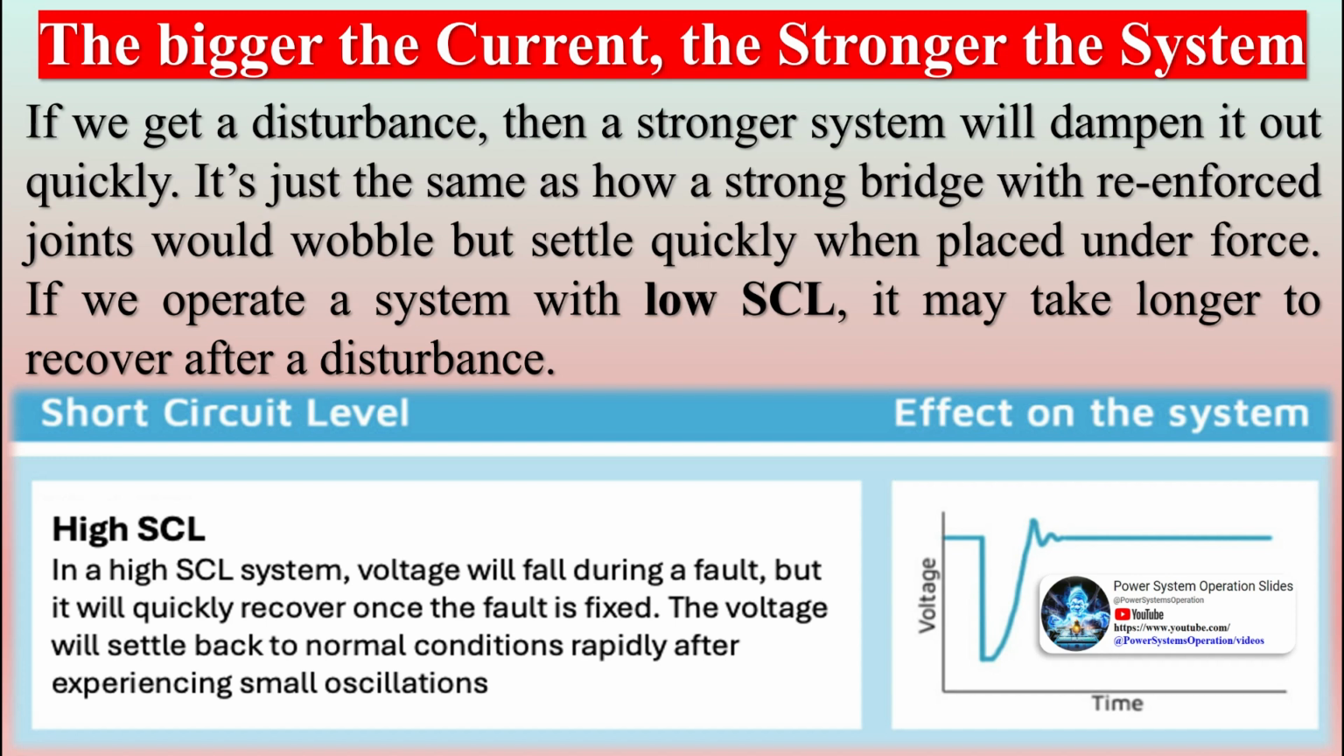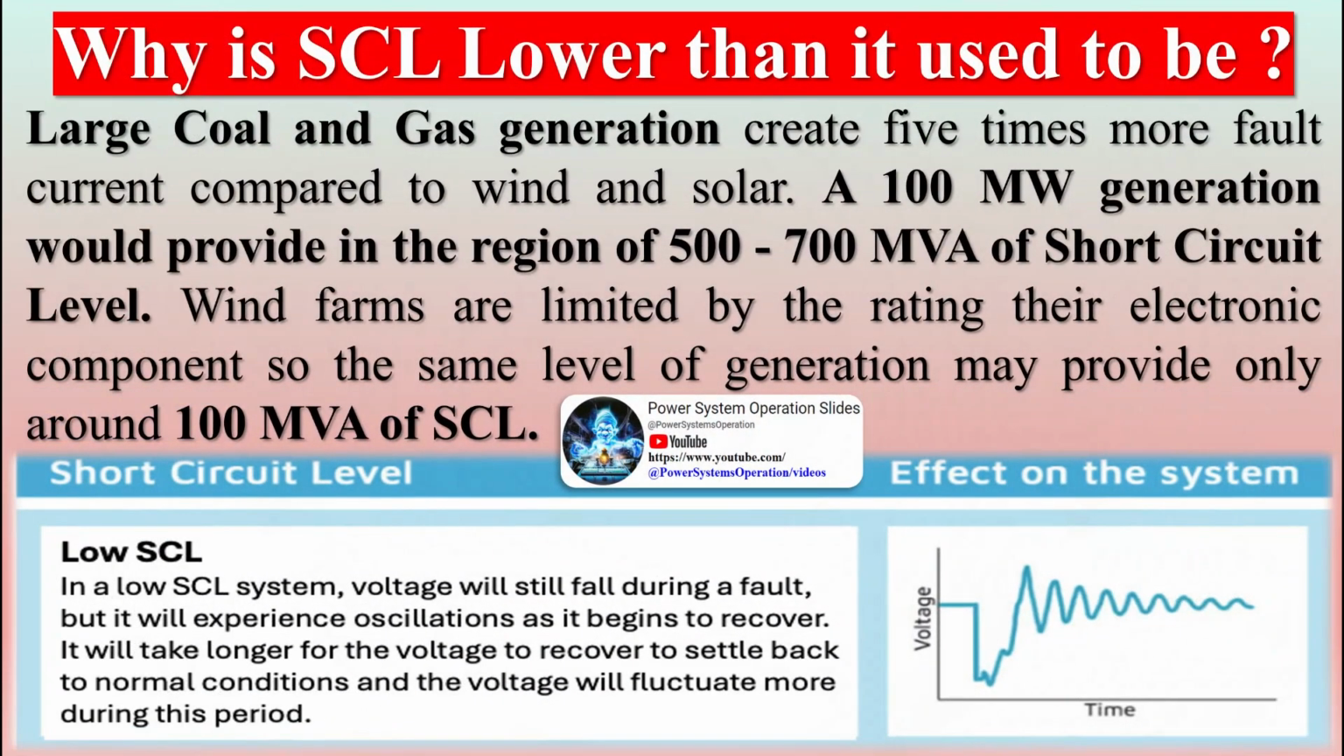Large coal and gas generation create 5 times more fault current compared to wind and solar. A 100 megawatt generation would provide in the region of 500 to 700 MVA of short circuit level. Wind farms are limited by the rating of their electronic components, so the same level of generation may provide only around 100 MVA of SCL. Now, a higher proportion of generation around the world comes from renewable generation, which, as we've stated above, means there is less SCL on the system.